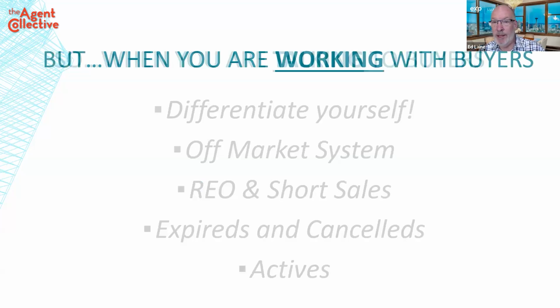Now, when I'm actually working with buyers, I do it in the reverse order. I start with the actives, right? Why would you do it in reverse order? It's easier. Start with the low-hanging fruit, right? Active listings are searchable. The commissions are built in, at least in my market.